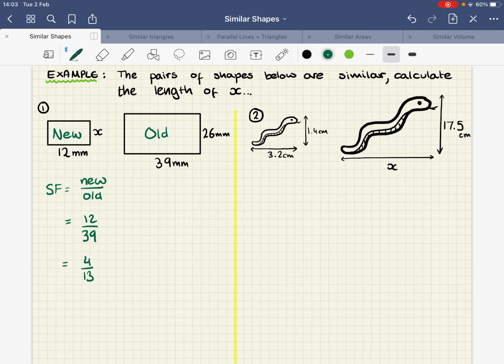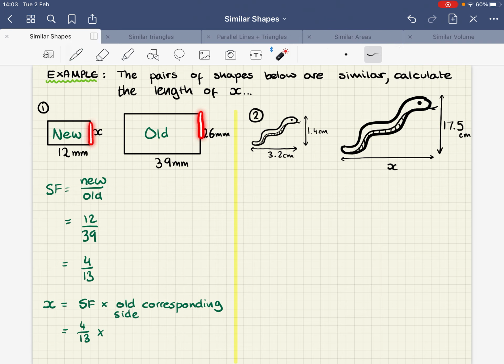So then to find out x, I'm going to take the scale factor and multiply it with the old side. So the old corresponding side. So I'm going to take that 4 over 13 and I'm going to multiply it. The x is there, its corresponding side is that 26 there. And then that just comes out to 8. And that'll be 8 millimeters.